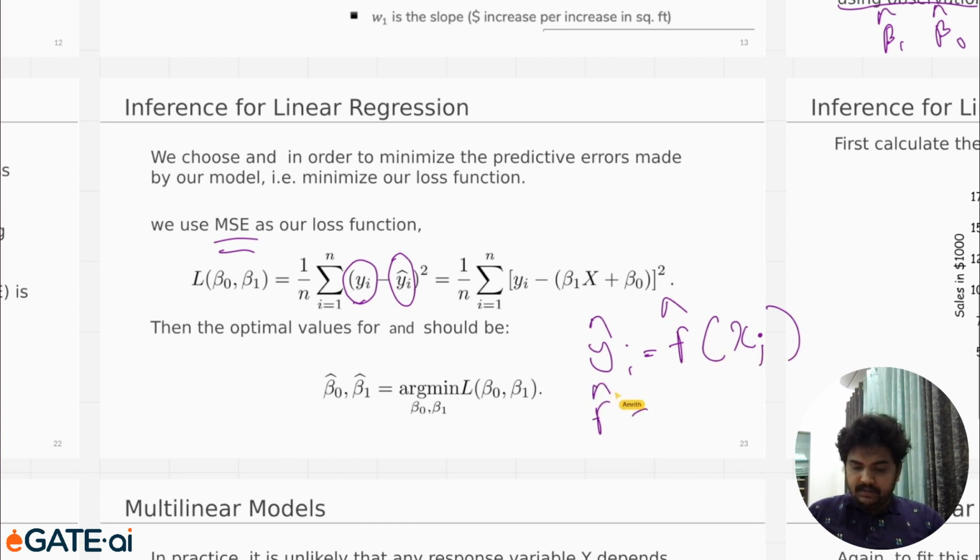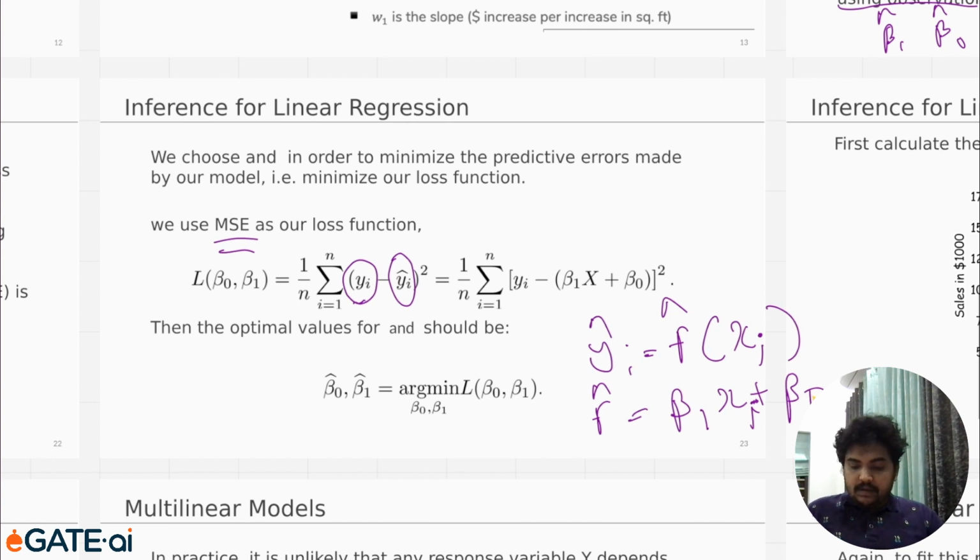F hat is nothing but beta 1x plus beta 0. So please do understand that the beta 1 and beta 0 are going to be the same irrespective of the number of observations. What I mean is, we are going to have a common beta 1 and beta 0, which we call the coefficients, and they are being learned and they are going to be common for all the xi's, all the observations, right?